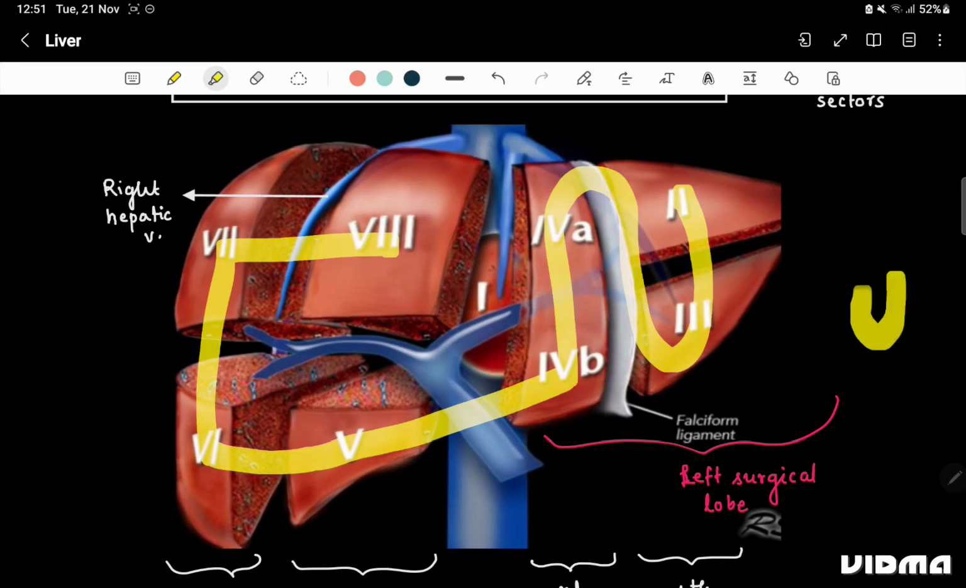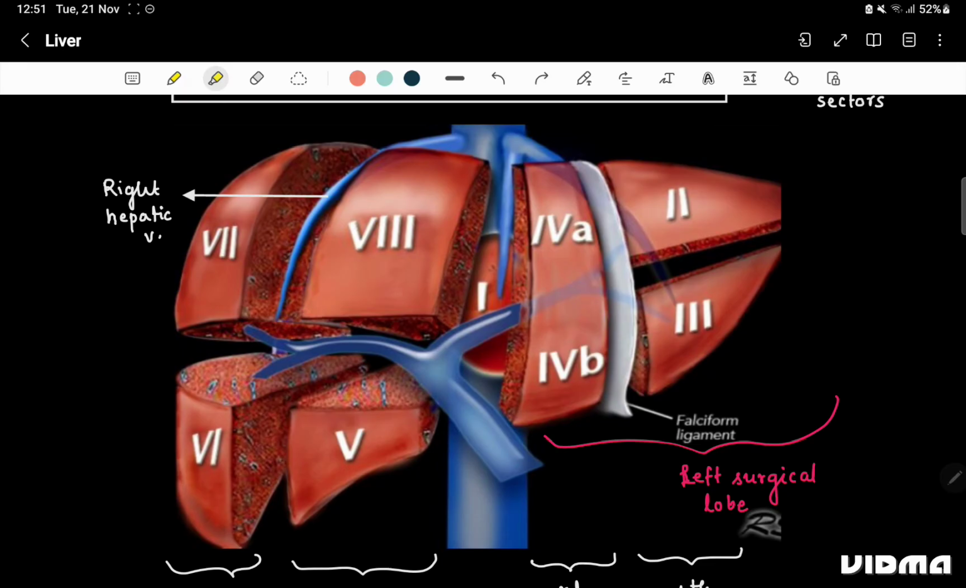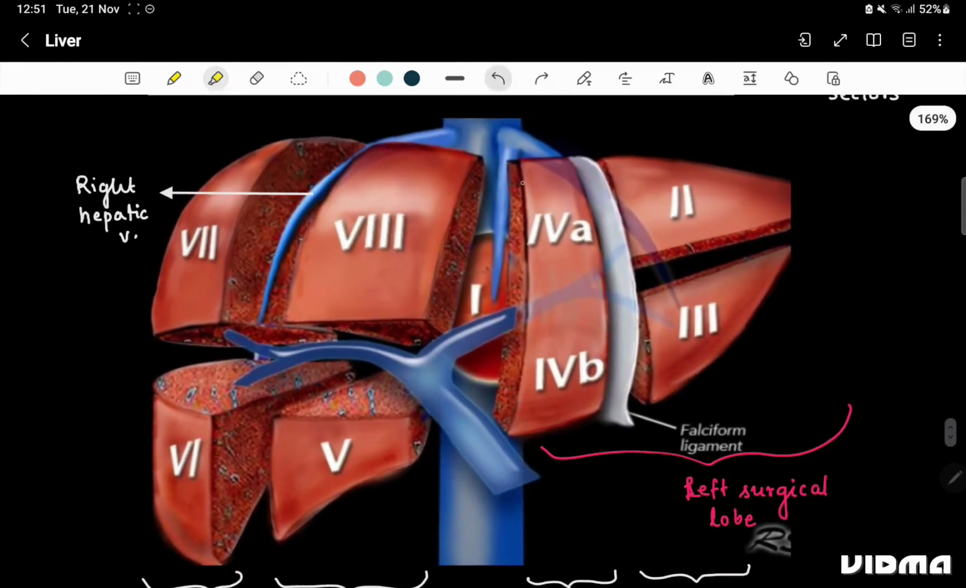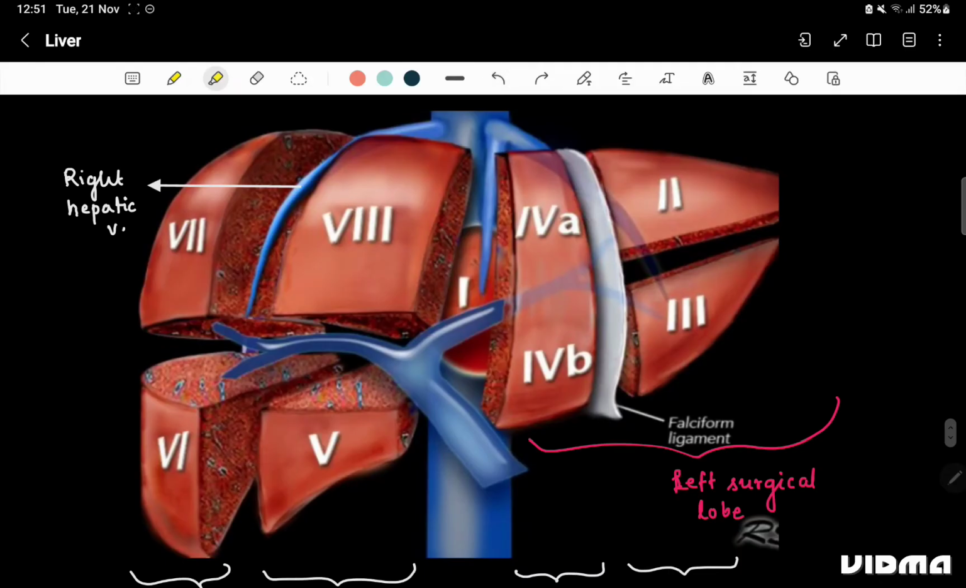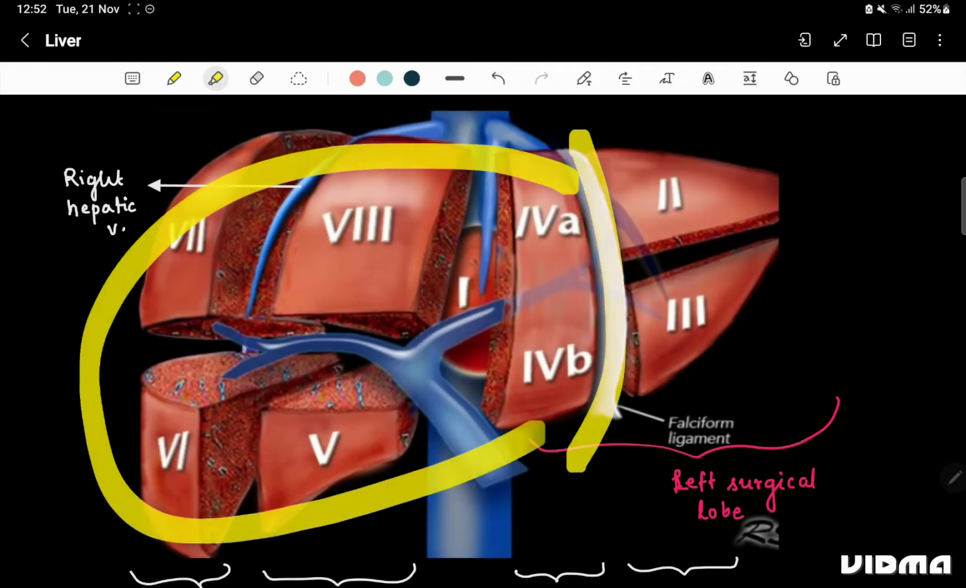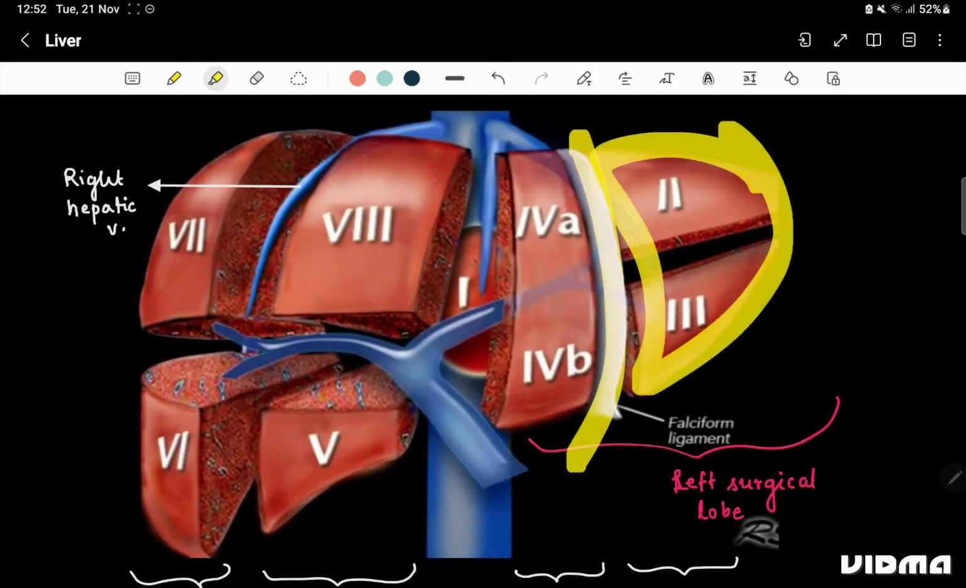Just understand this pattern. This type of pattern you have to make, or you can just retain the lobes. And this is a right hepatic vein, this is your middle hepatic vein, and this is a left hepatic vein, which must be going posteriorly. Okay, this is a falciform ligament. So if you talk about the anatomical lobes, this is a right anatomical lobe and this is a left anatomical lobe.